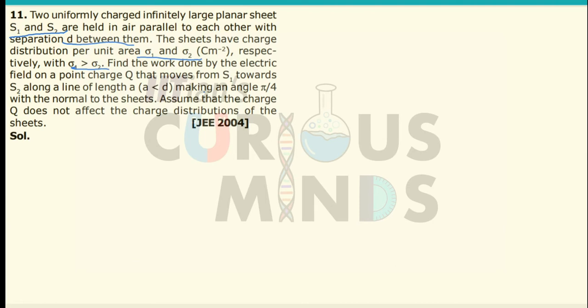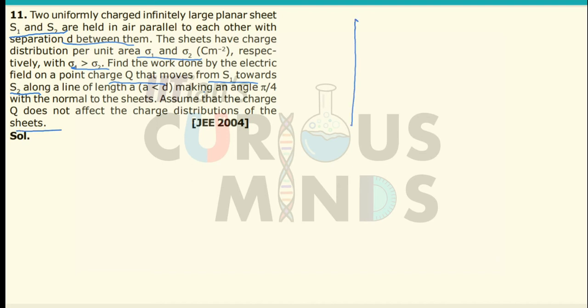Find the work done by the electric field on a point charge q in order to move it from S1 towards S2 along a line of length a, making an angle pi by 4 with the normal of the sheet. Assume that the charge q does not affect the charge distribution of the sheets.